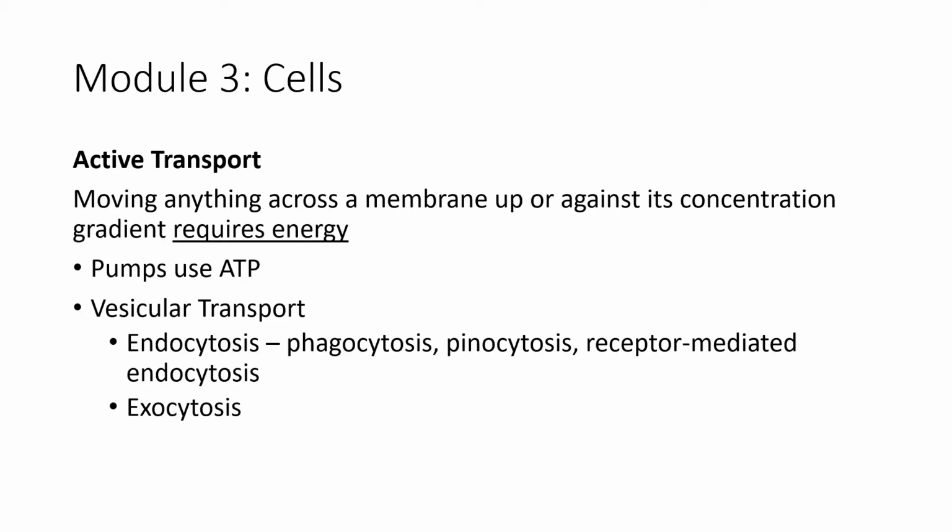We talked about passive transport, simple diffusion, facilitated diffusion, and then we talked about osmosis, which is specific for water. There's also active transport. If some substance is going to cross a membrane, but it's going up or against its concentration gradient, energy must be put in. And that energy, typically in the form of ATP, again, that's the form of energy our cells use.